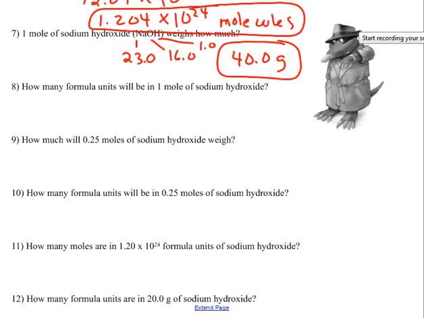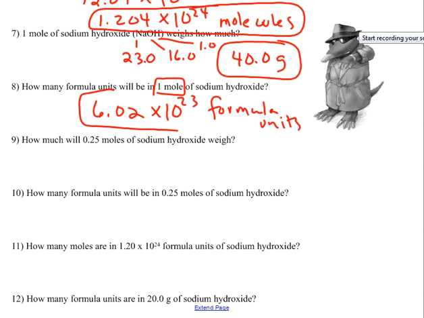How many formula units will there be in 1 mole of sodium hydroxide? Well, 1 mole will have 6.02 times 10 to the 23 formula units. It's called a formula unit because NaOH is an ionic compound, and the smallest particle of an ionic compound is a formula unit.